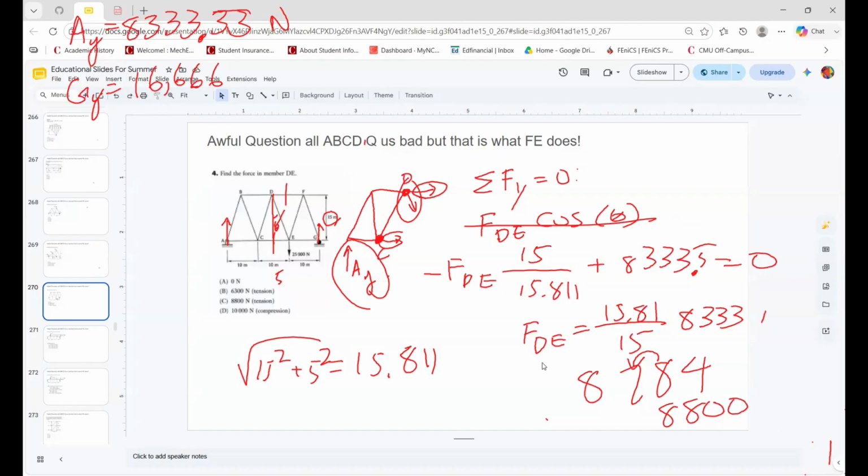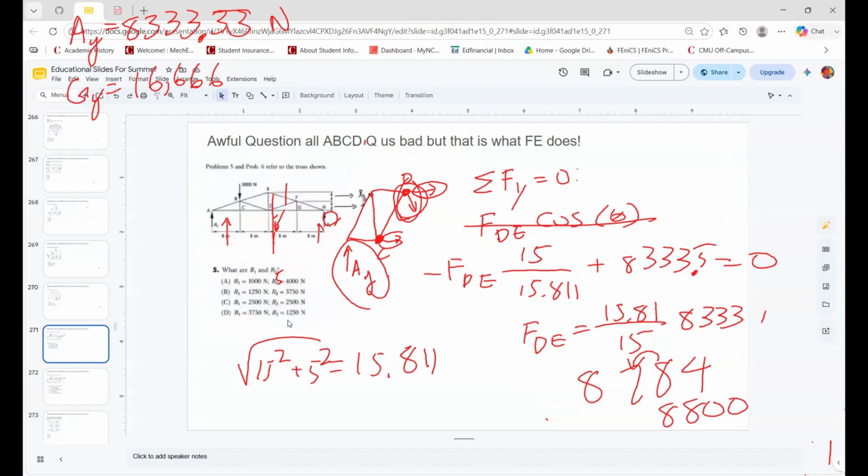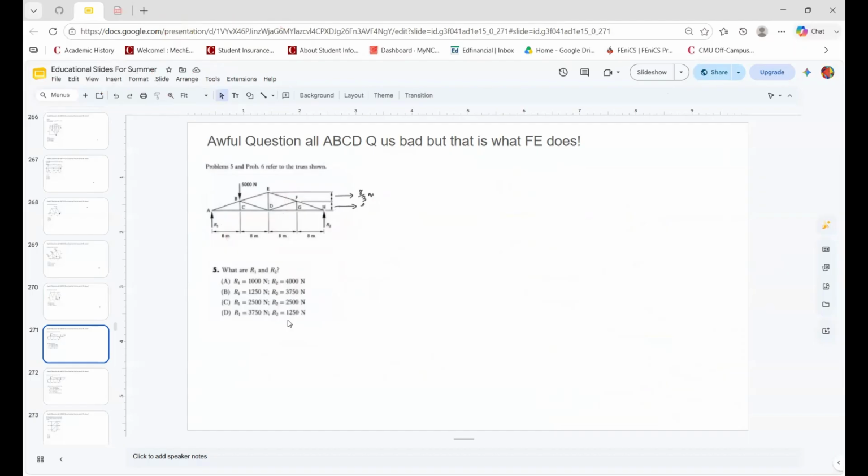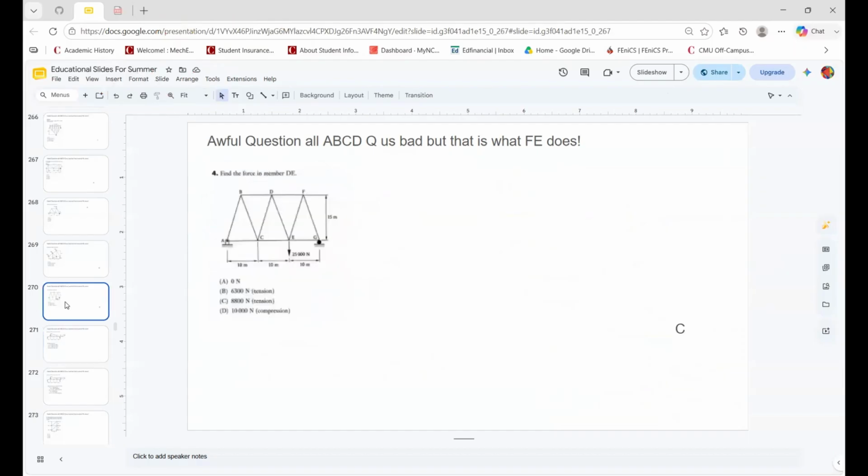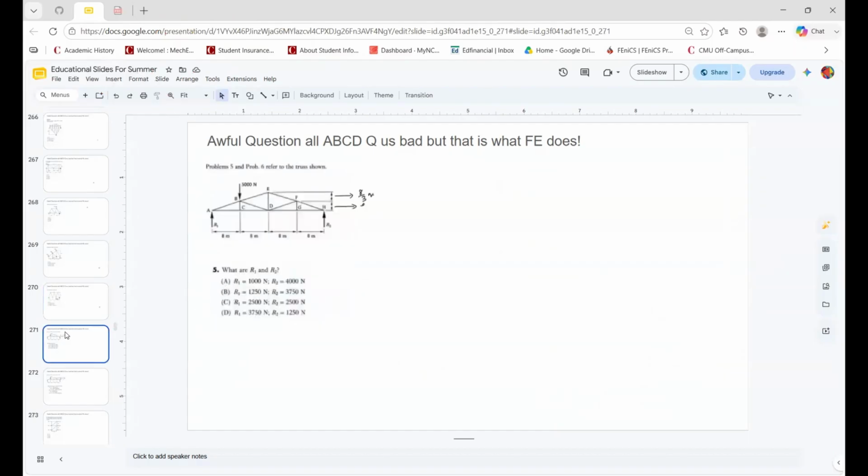There's only one, and it's in tension because it's the right direction. So in my theory, it is B. You guys can double check that, but I got B as the answer. Oh, sorry, not B. Sorry, C, C, C. Tension. Sorry, I read that question wrong. C, my mistake. You got the right answer. I got 8800. Do not accidentally choose B.